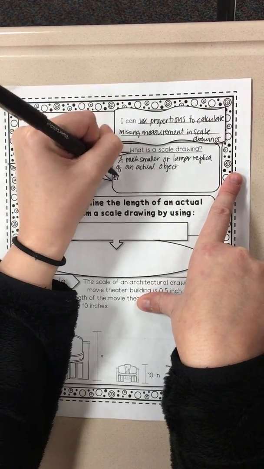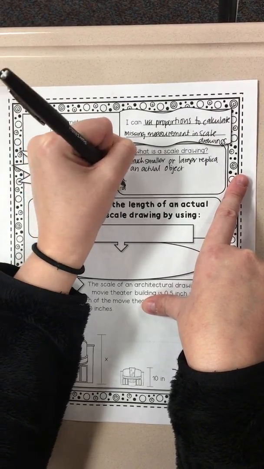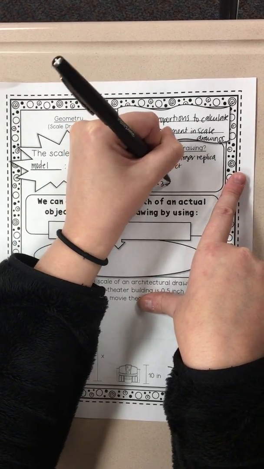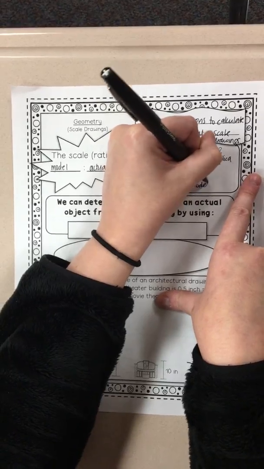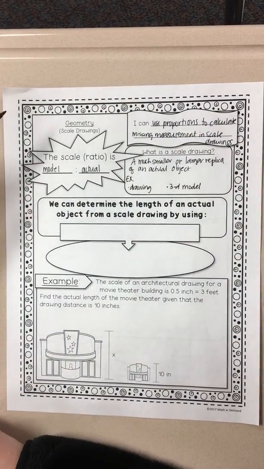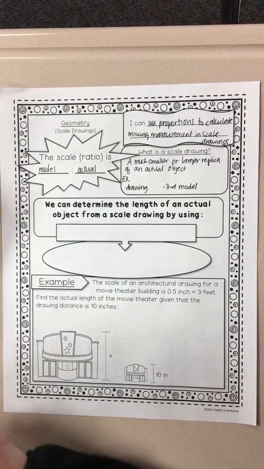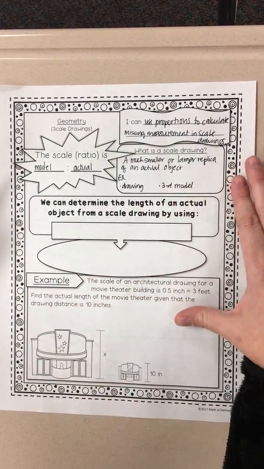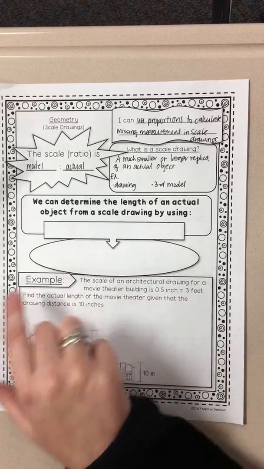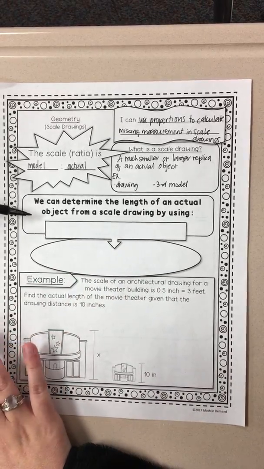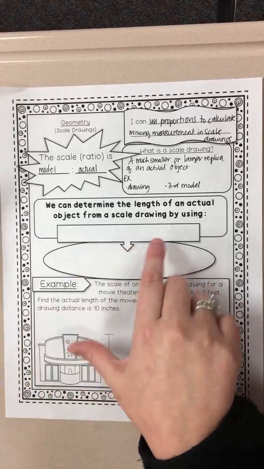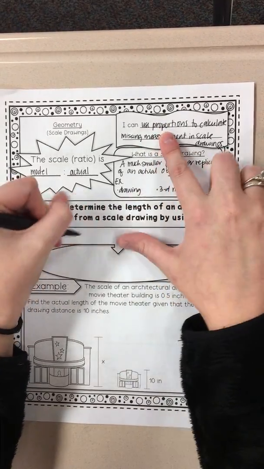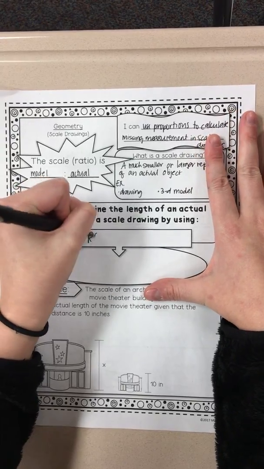So an example would be a drawing or a 3D model. So like when they build a car, they don't usually just build the car all willy-nilly. They build a 3D model first. Same thing with houses and buildings and things like that. So in order to determine the length of an actual object from a scale drawing, just like our learning goal said, we're going to use proportions.